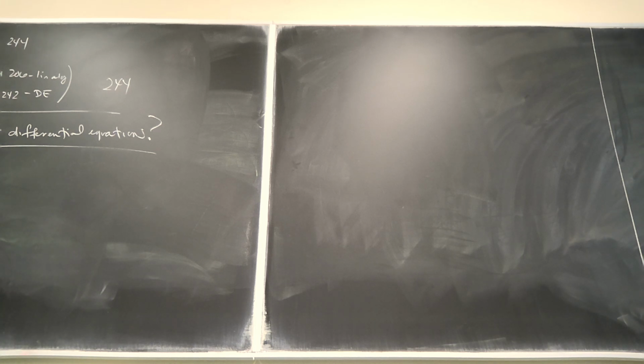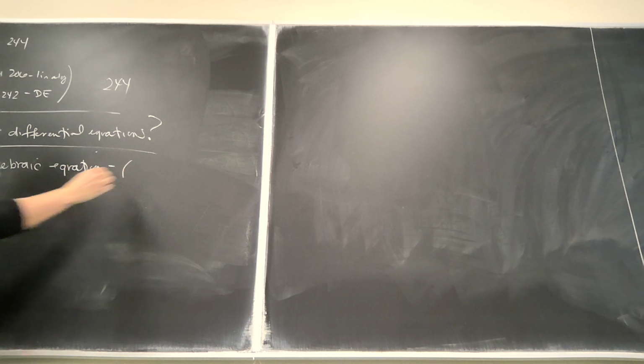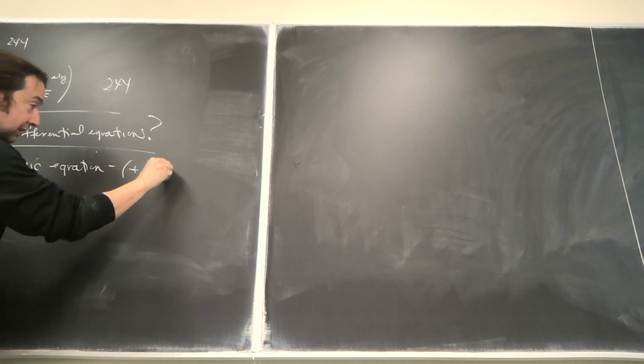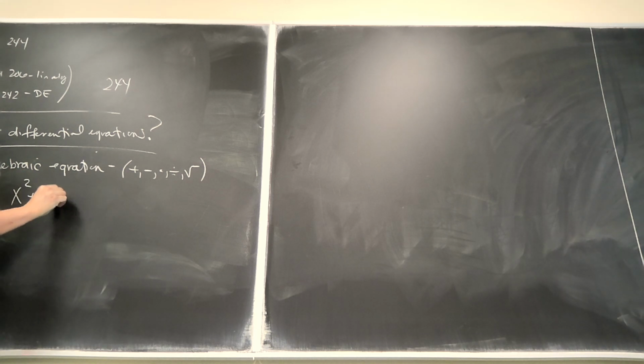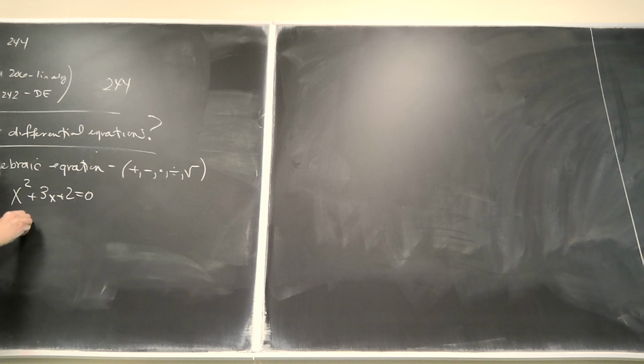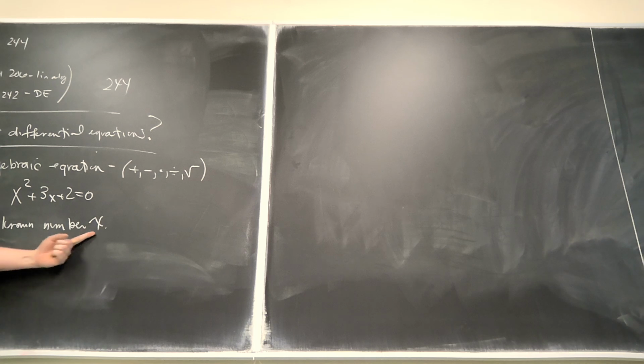We are well acquainted with things called algebraic equations. An algebraic equation is an equation that involves algebraic operations: plus, minus, times, divide, and square root. Those are the algebraic operations. I could write an equation down like x squared plus 3x plus 2 is equal to 0, and you could find the solutions to that equation. Here, I've taken an unknown x, an unknown number, and I've built an equation with algebraic operations involving x. The idea is I would like to solve the equation.